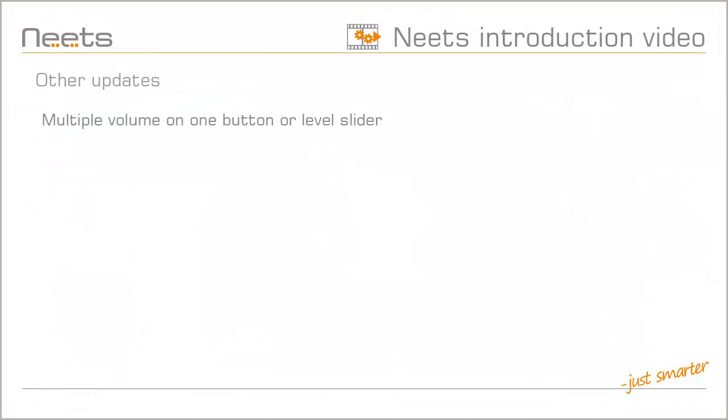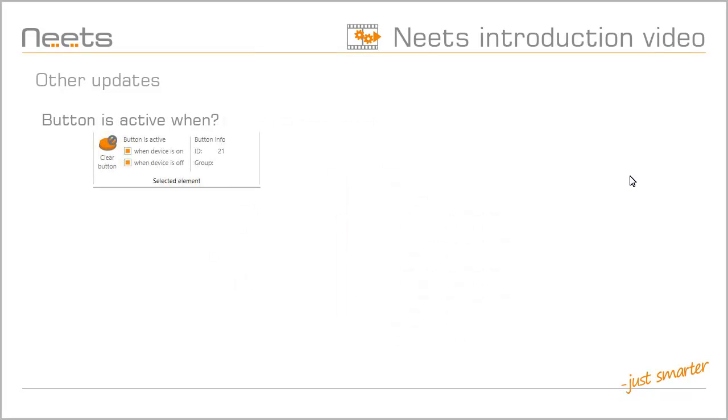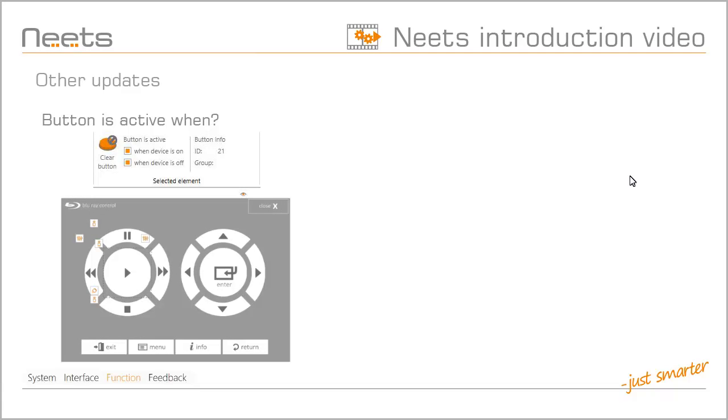From Neets Project Designer 1.8, it is now possible to add multiple levels to one button or slider, even if the levels use different ranges. Furthermore, you can now select when buttons should be active. You may want to only enable certain buttons when the system is powered on, or disable buttons when the system is powered off. This can now be set from the ribbon in Functions.